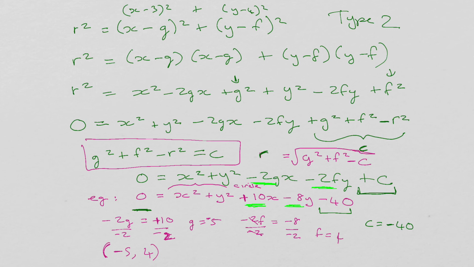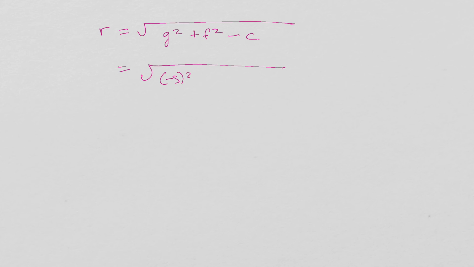Furthermore, I can now work out what r is equal to, and there's no space here. I'm just going to go over here. So we worked out that r is equal to the square root of g squared plus f squared minus c. You have just worked out what g is. g turned out to be minus 5, which we're squaring. f is 4, which we're squaring. Notice you're squaring the whole thing. It's all in the bracket. And c was minus 40. So this is minus 40.